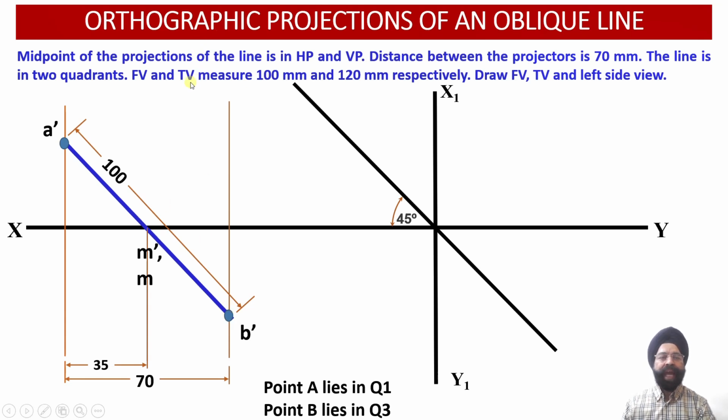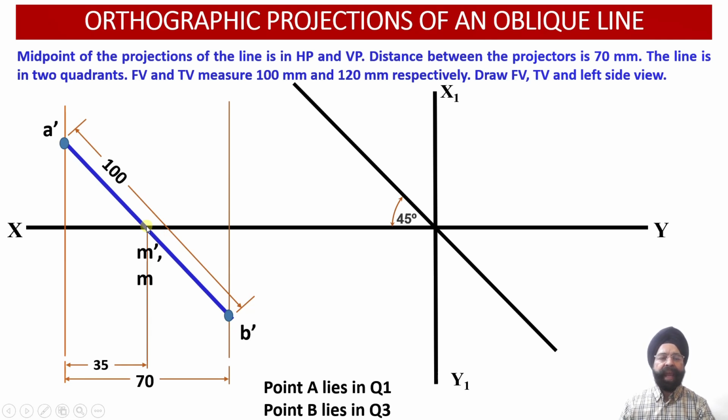Similarly, we know that the top view of this line, that is AB, measures 120 millimeter, and once again the midpoint of this line passes through the vertical plane. So point M passes through the XY reference line, because whenever the midpoint passes through the vertical plane, we are going to look at this particular projection from the top. So this point M will also be lying on the XY reference line.